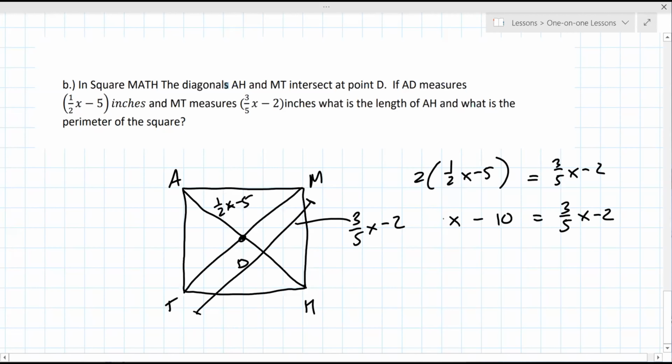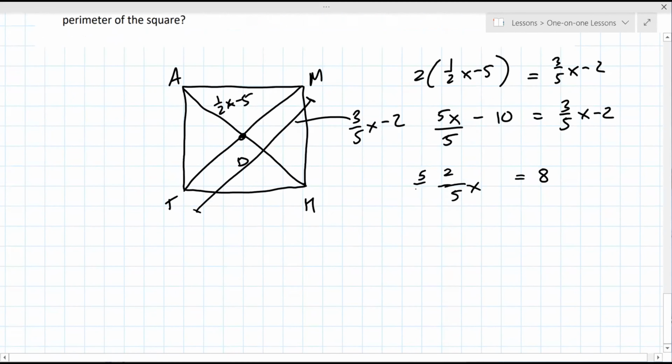You could clear the fraction. You could also just say, okay, this is 5x over 5, which is 1, still works. Because when you subtract the 3/5, you get 2/5 x equals 8. And then when you multiply by 5/2 on both sides, you get x equals 20.